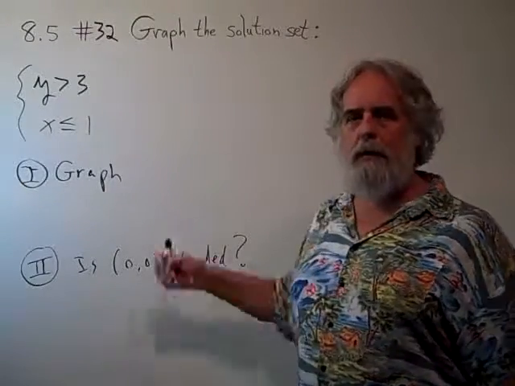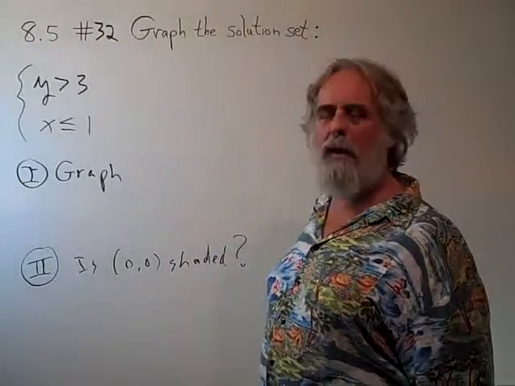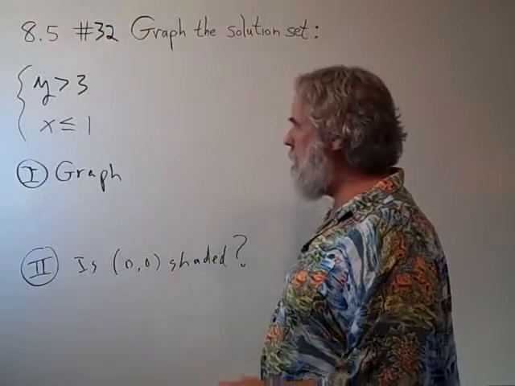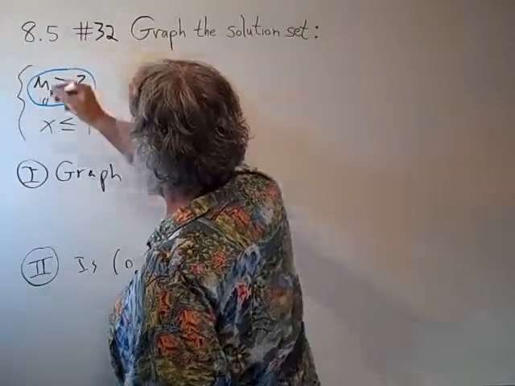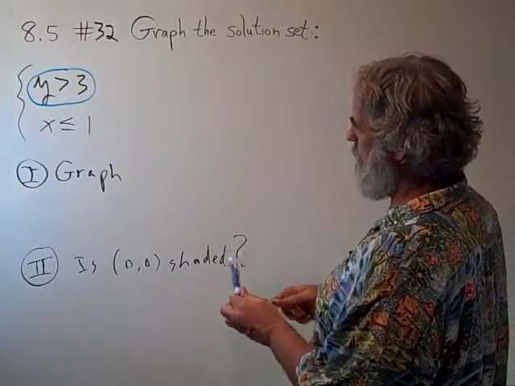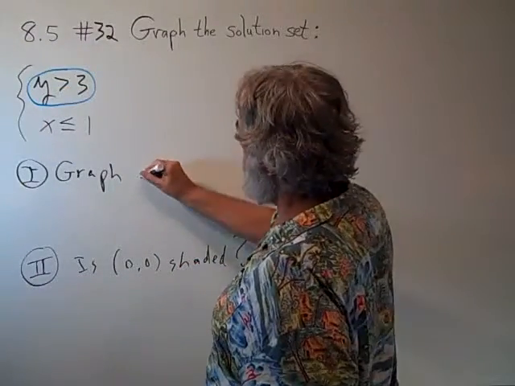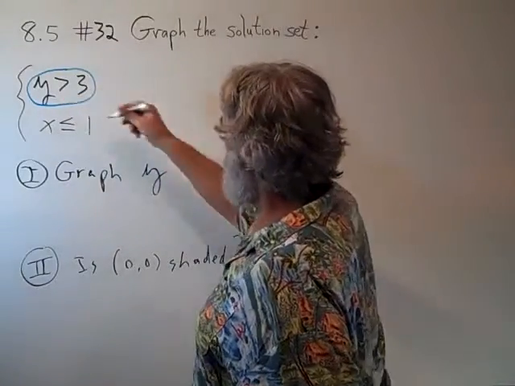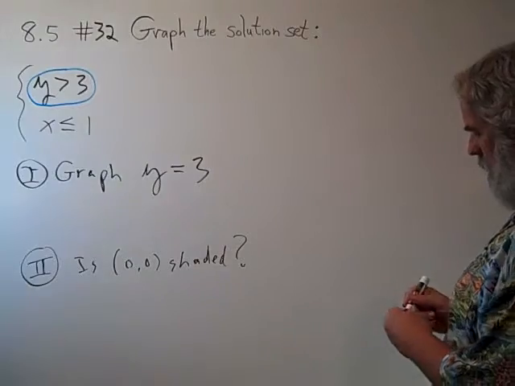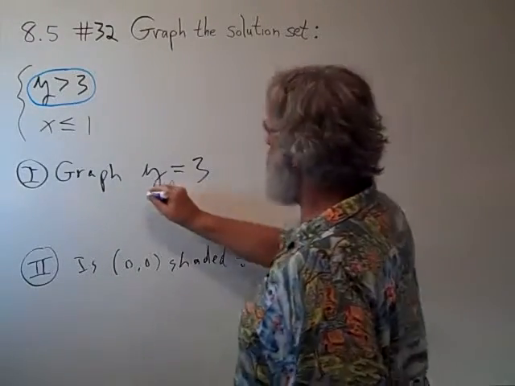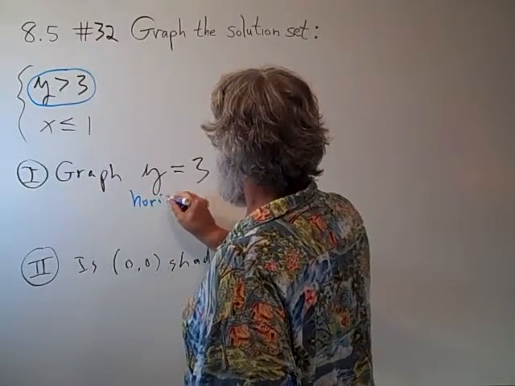In order to graph this system of linear inequalities, we need to graph each of the inequalities of the system. First of all, this one. And to graph an inequality such as that, we start by graphing the bounding line, which we turn the inequality into an equal sign. Now this type of a line is a horizontal line.